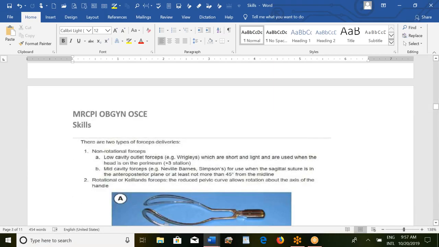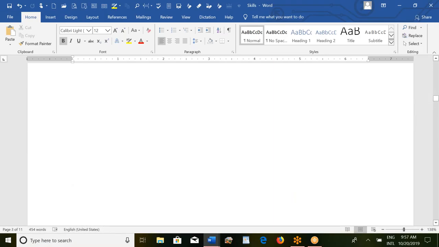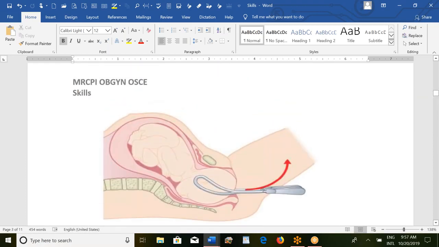So then they can ask you, yeah, you should know about the indications. When do we offer instrumental delivery? We've got maternal and fetal indications for forceps delivery. Maternal indications, yes: poor bearing down, cut short second stage in case of cardiac diseases like NYHA class 3 and 4.